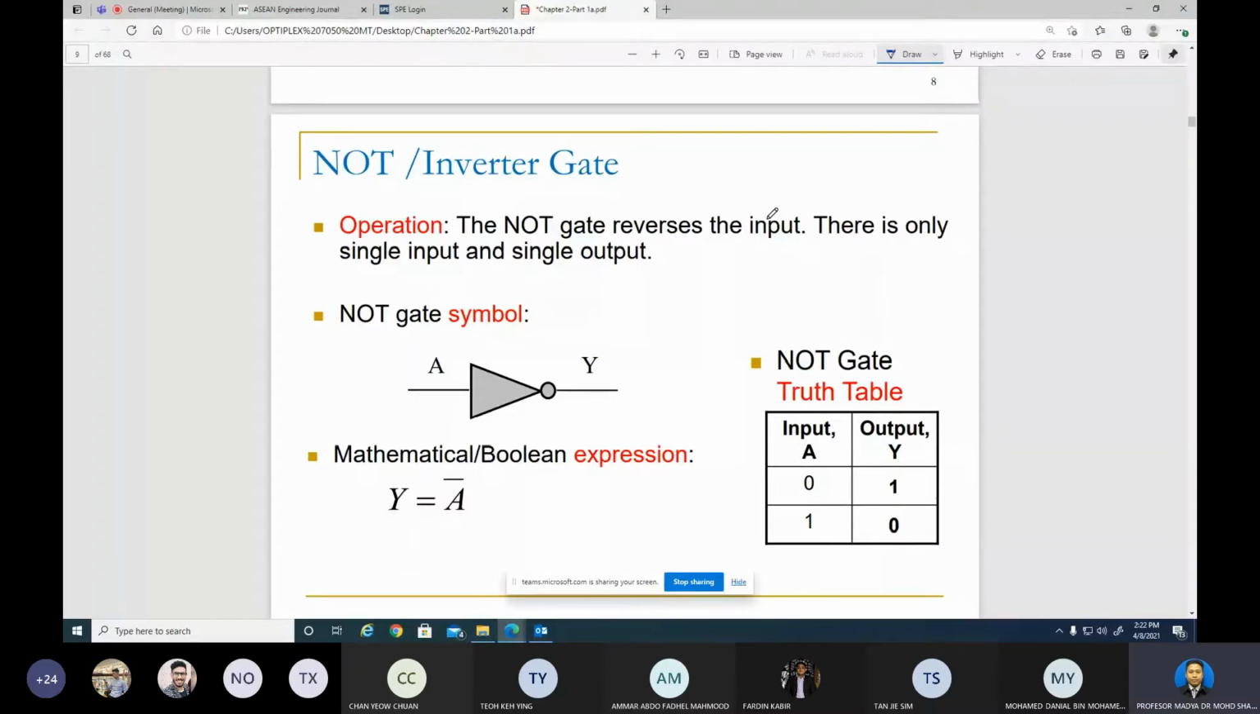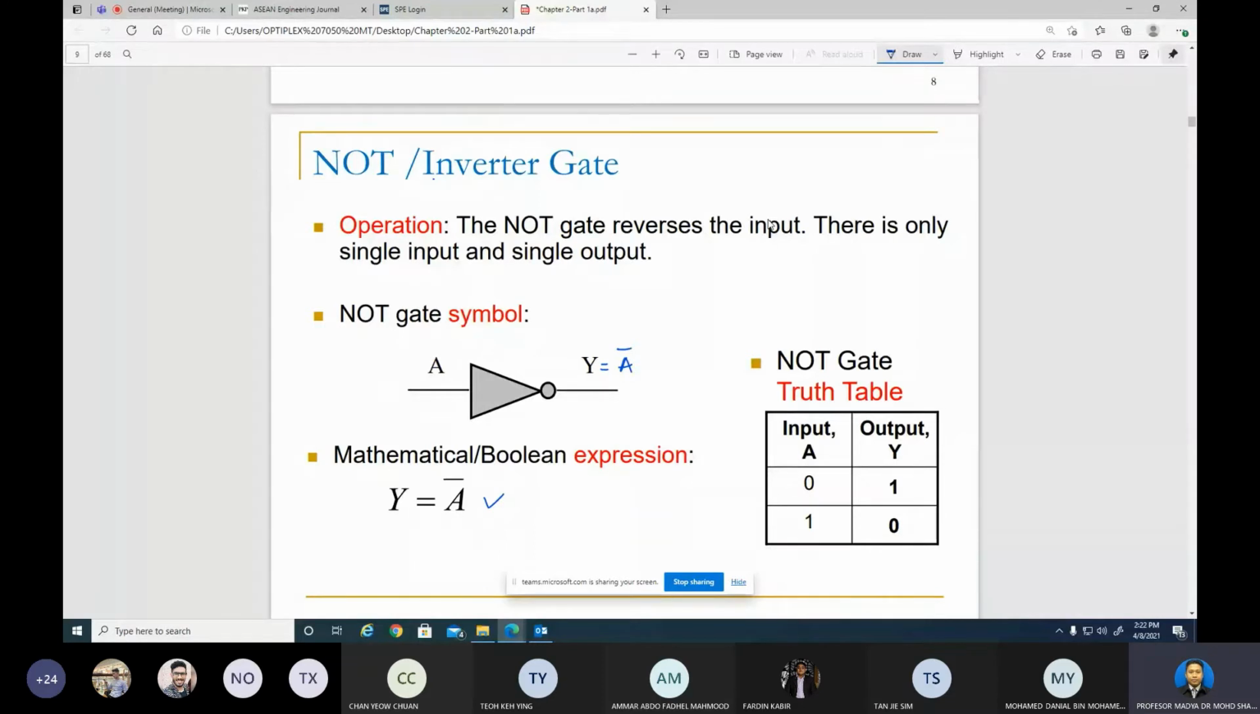You can see the operation: the NOT gate reverses the input. That means it inverts the input, that's why we call it the inverter. For example, if the input is 1, the output will be 0. If the input is 0, the output will be 1. In the Boolean expression, if the input is A, the output will be A bar. This is the Boolean expression, the mathematical expression for the NOT gate.